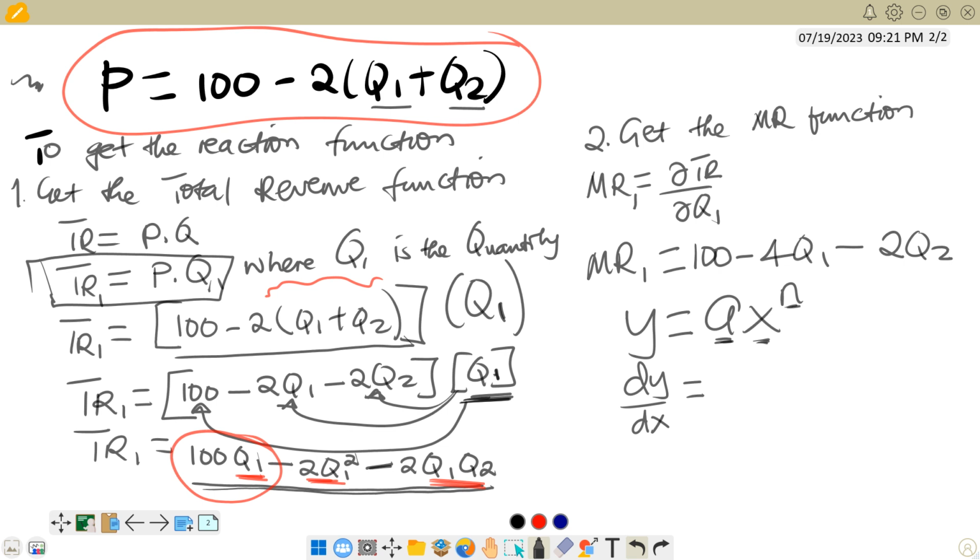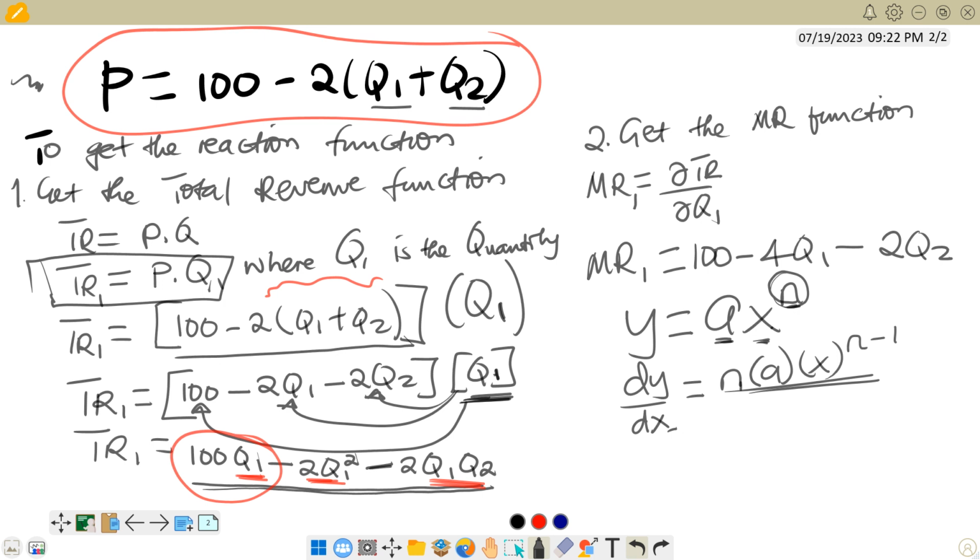So to get the dy dx, the power there will drop. The n will drop. Then we're going to multiply that by our a, and then we're also going to multiply it with the x. And since we're differentiating this with respect to x, remember that initially our x was raised to power n. So now from the power there of x, which is the n, we're going to remove a 1. So that is going to become our derivative.